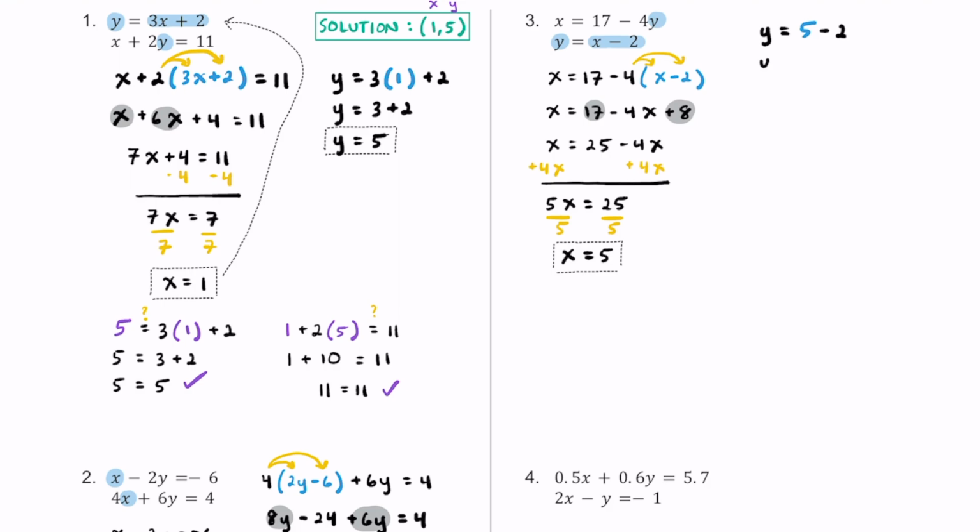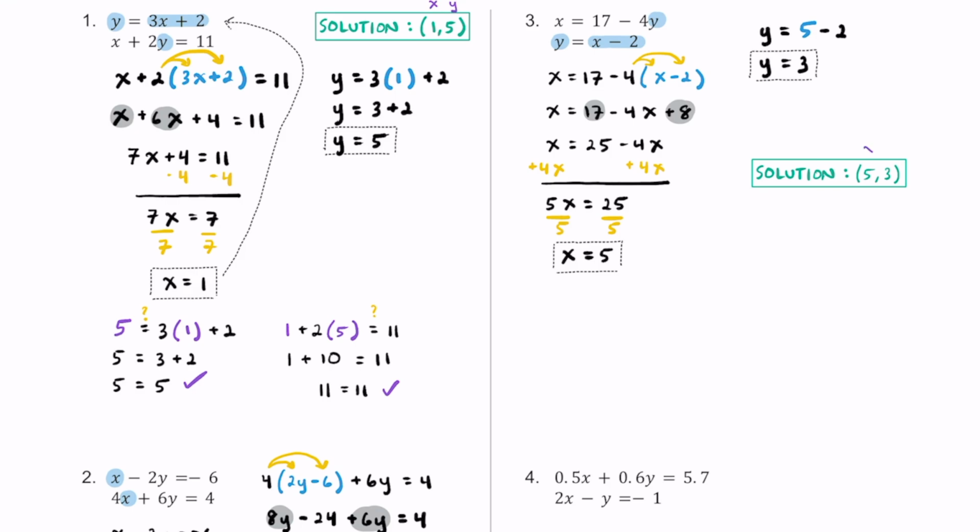And then 5 minus 2 is going to equal 3. So that one was pretty quick, right? We found out that when x is 5, y must be equal to 3. Combining these two bits of information, we think our solution here should be (5, 3) over in quadrant 1.